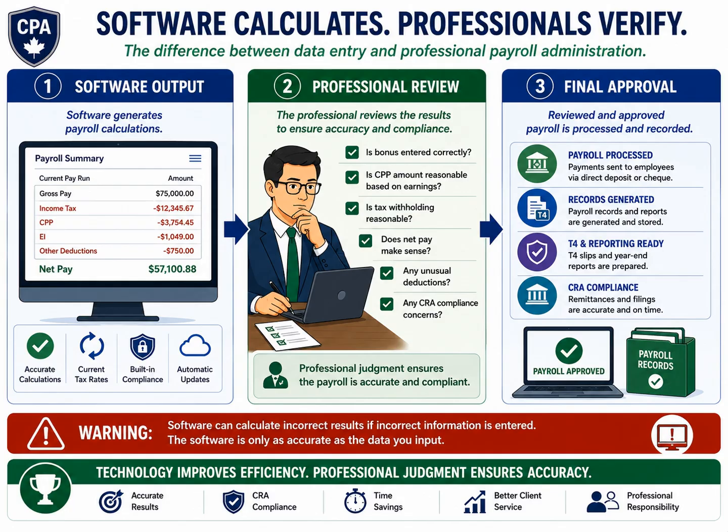At this point, payroll is approved and processed. Payments are issued. Payroll records are maintained. Year-end reporting requirements are supported, and the information becomes part of the corporation's permanent payroll history. The ultimate goal is accurate payroll, complete records, and full CRA compliance. Notice the warning highlighted on the slide. Software can calculate incorrect results if incorrect information is entered. This is one of the most important concepts for new practitioners to understand.